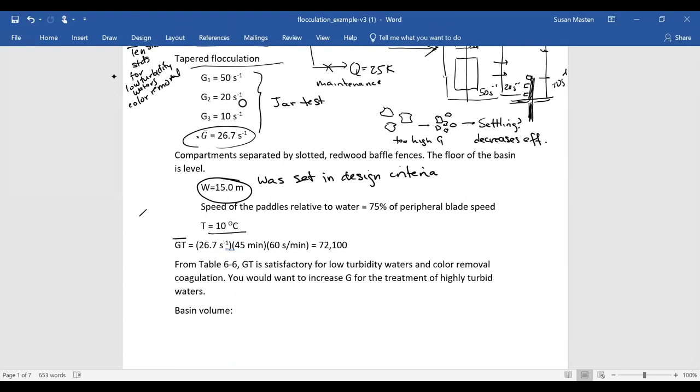This is the average GT value, 26.7 times the 45-minute detention time times 60 seconds per minute, and that gives us a value of roughly 72,000. That is right between the required range of 50,000 to 100,000.